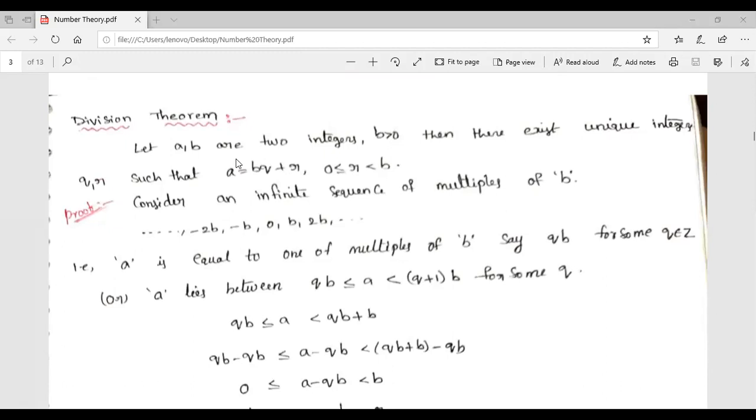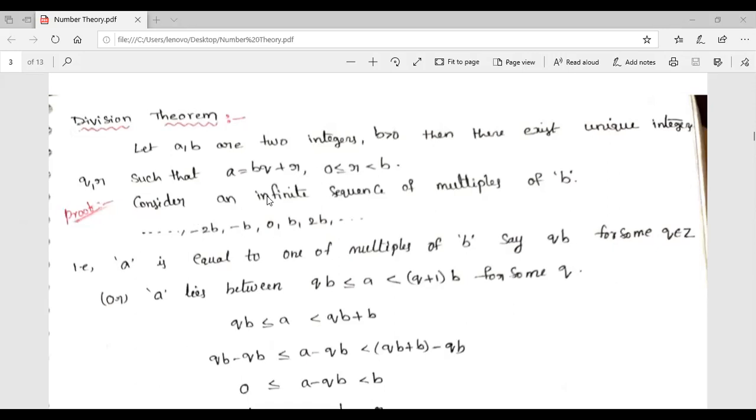So let a, b be two integers. b greater than 0 means b is a positive integer. Then there exist unique integers q, r such that the condition is a is equal to bq plus r. Here r is in between 0 and b. So, proof.